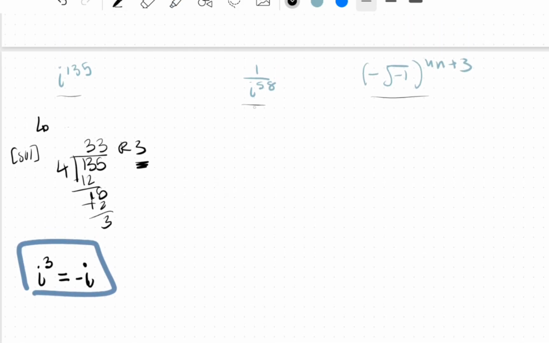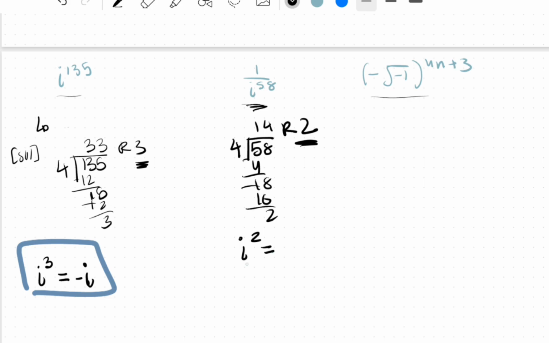Now, for this one. I think you may have noticed it is in the denominator, right? So that has to do with negative exponents. But nonetheless, the procedure is exactly the same. We see n here is 58. 58 divided by 4 is 14 remainder 2. The answer would be i to the power of the remainder, and we know the remainder is 2. So i squared is negative 1. So 1 over i to the power of 58 is equal to negative 1.